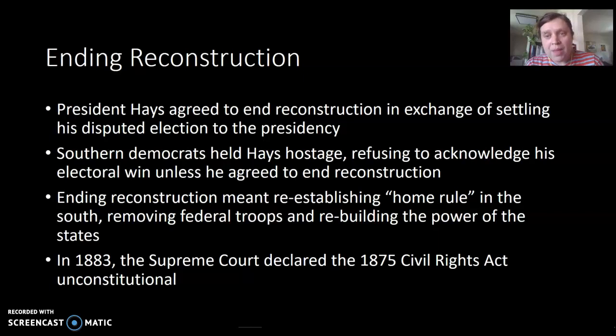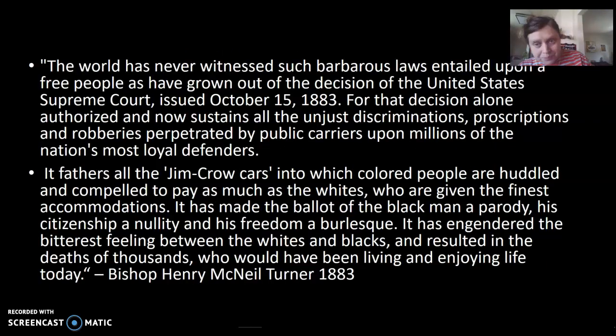states. Okay, then we see another blow towards this attempt to create a pathway towards a more equitable treatment for African Americans in the United States with the 1883 Supreme Court decision that declared the Civil Rights Act of just a few years prior to be unconstitutional. So, what we're seeing happening here is a major change. And I've got a quote here from Bishop Henry McNeill Turner, who was an activist in the late 19th century. So I'll read this aloud.